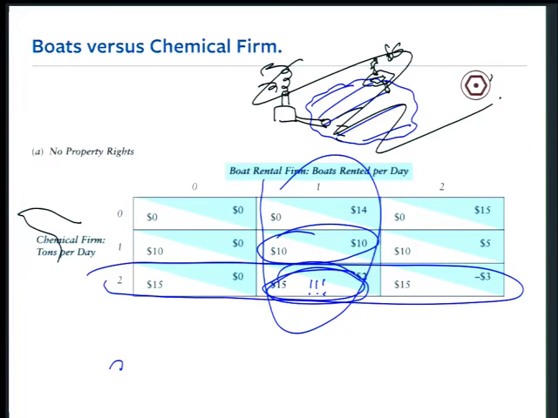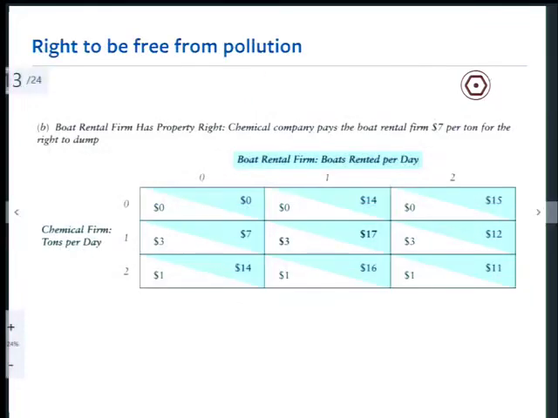What are you talking about, Max? The firm is simply paying for the right to pollute. So that's exactly what's done here, where we've recalculated this payoff table, where the firm that's polluting pays the rowing company $7 for each ton it pumps into the lake. So now, if we look at what the optimal outcome is for each firm, the polluter gets $0 if it produces nothing, $1 of profit if it produces 2 units, or $3 in profit if it produces 1 unit. So 1 unit dominates all other choices because profits are higher for 1 unit than for 0 or 2.